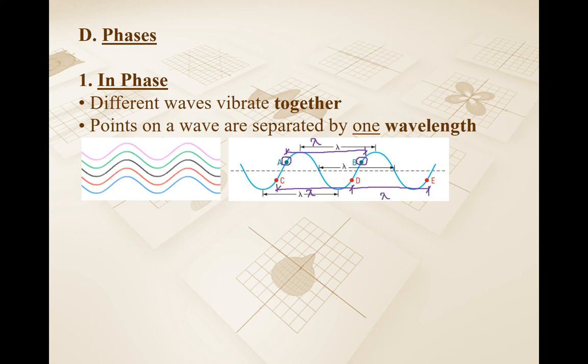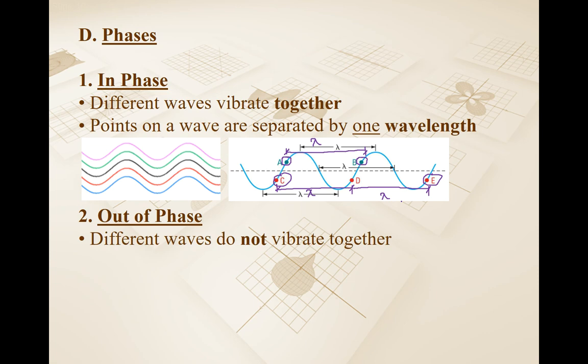So if points on a wave are separated by one wavelength or a whole number multiple of a wavelength, so for example, C and E will be separated by 2 wavelengths, so this one plus this one, they're also in phase. Okay, so just a couple of different ways to describe what it means for a wave to be in phase, or for particles in those waves to be in phase.